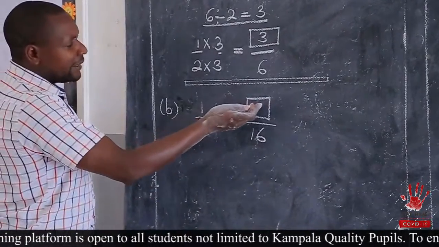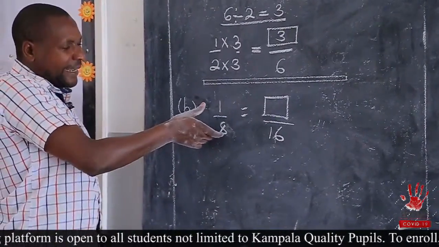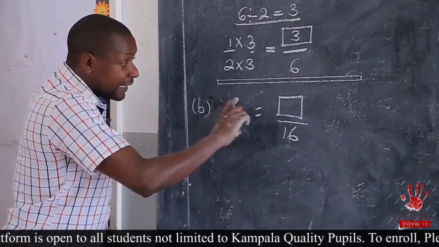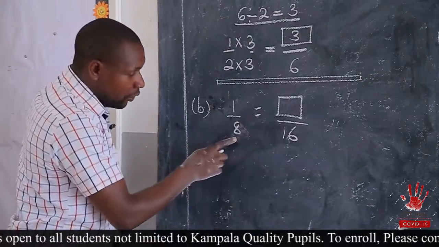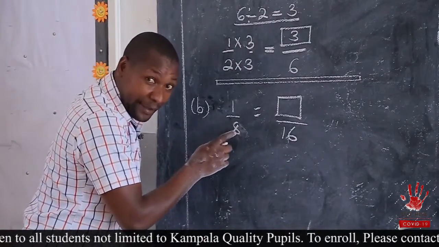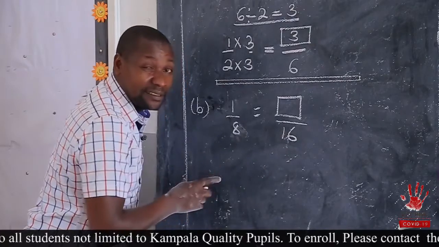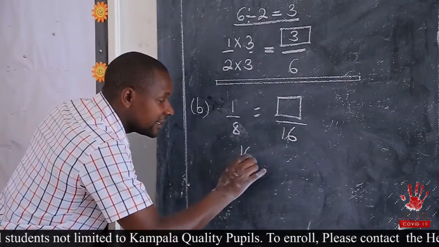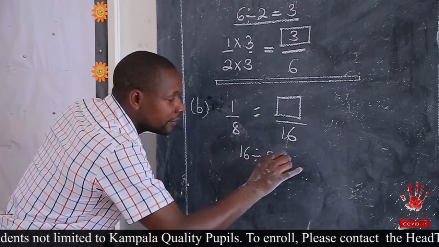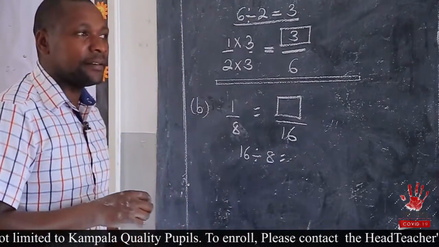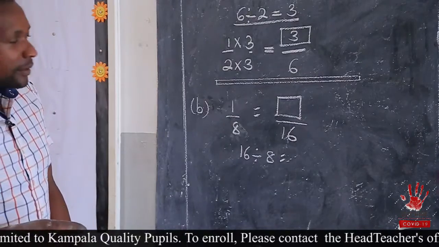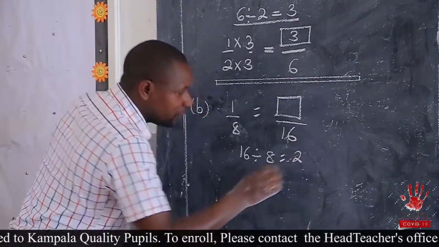So what number is missing here? We are looking for the equivalent fraction for an eighth. But how do we know the number that you can multiply by 8 to get 16? I've said just get 16 divided by 8. Simply give me the answer. 16 divided by 8. Very fast. Very good. So I'm saying 2.